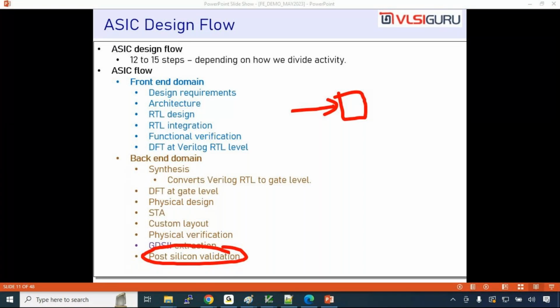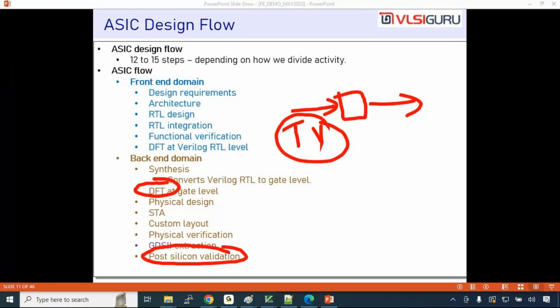So those inputs are called test vectors. TV stands for what? Test vectors. The output of the chip for the test vectors will tell me whether the chip is good or bad. Who provides the test vectors? There are two people who provide them: the functional verification engineer and the DFT engineer. Both of them provide something called test vectors.